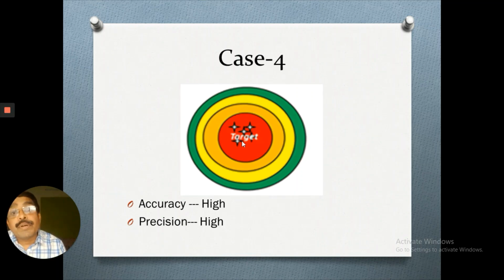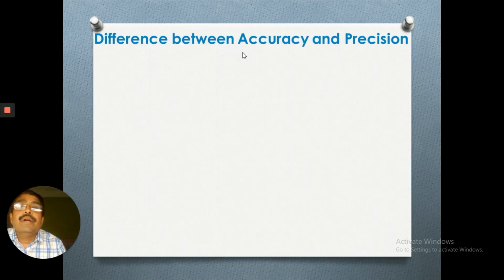Now, case 4 you can see here. In this case, the target is here and all the crosses are very close to each other and within the target. That's why the accuracy is high and also the precision is high. I think from all these 4 examples, it is very clear. Next is the difference. It is very easy now.